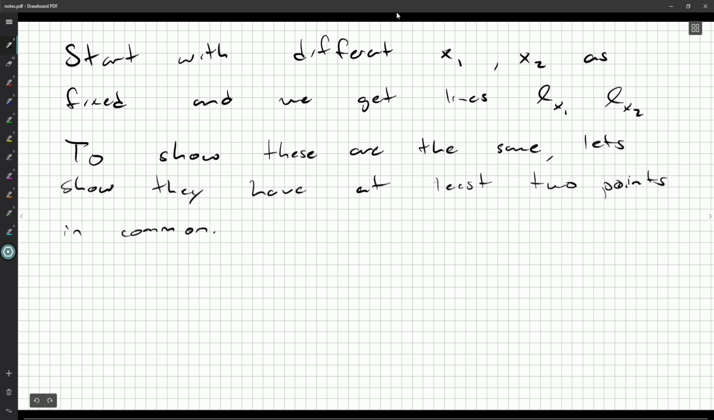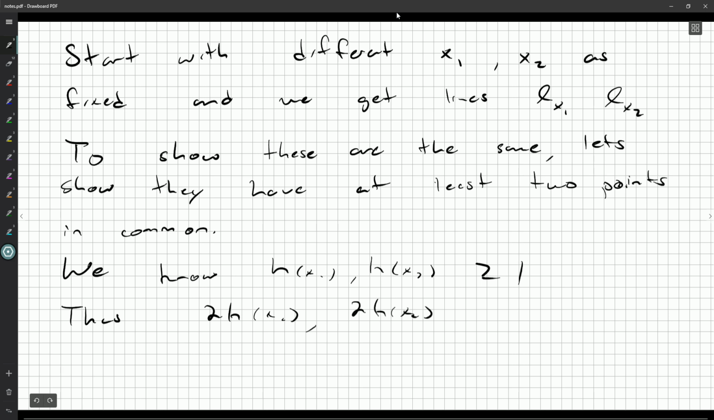Okay. So we know h of x1 and h of x2 are both positive. So, let's not say greater than 0, let's say greater than or equal to 1, because they have to be positive integers, right? So 2 times them is at least 2. And also 3 times them is at least 3, but I just need 2 points here.